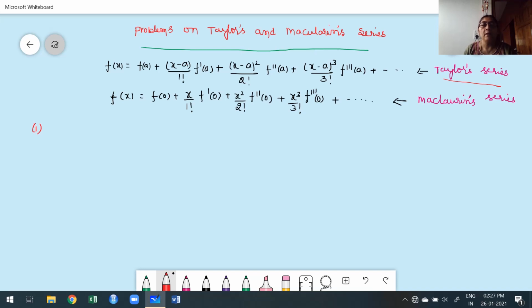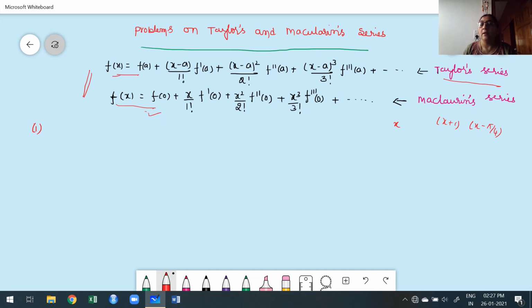Now keep in mind that the question arises: there are two series, where am I going to use Taylor's and in which case am I going to use the Maclaurin series? Observe carefully: if the problem says expand in powers of x, there I'm going to take the Maclaurin series. Other than powers of x, say in powers of x plus 1 or in powers of x minus pi by 4, in that case we are going to use which series?